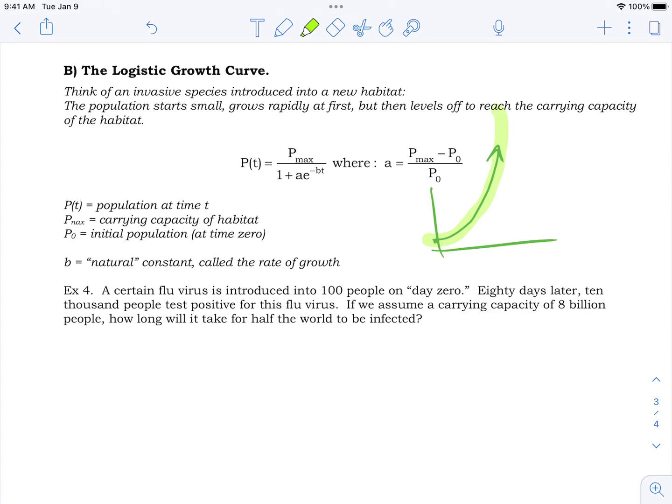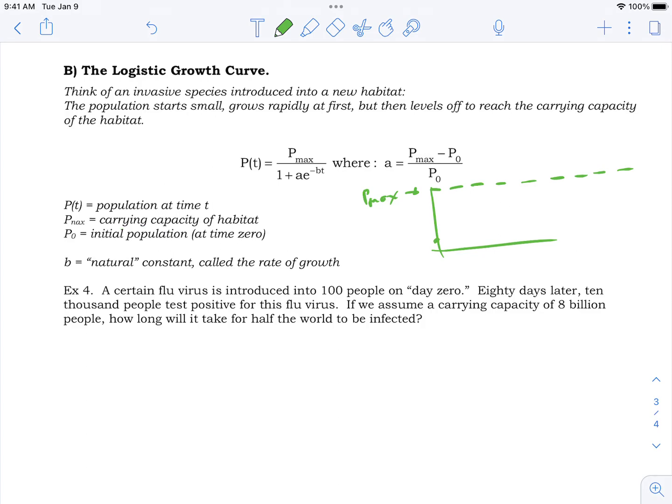Okay, that's not necessarily the way the world is going to work forever. Especially if you're a flu virus or something, right? If you're a flu virus, you can't grow forever. You're going to run out of people sooner or later. What we typically have is something called the carrying capacity of our habitat. Let's call that the maximum possible population. We call it the carrying capacity.